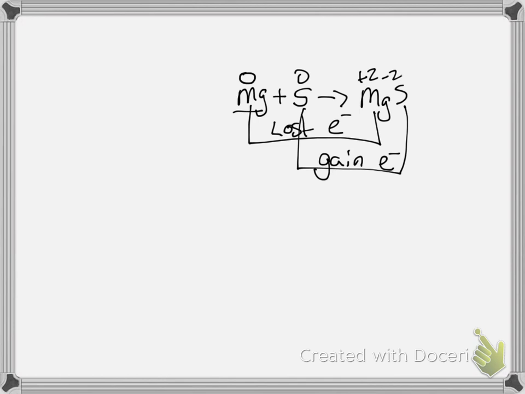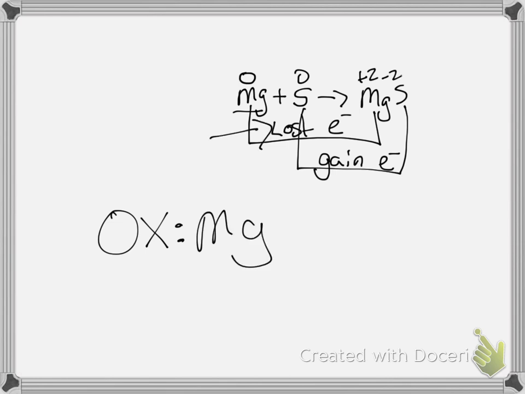So the question is, which one of these is being oxidized? Magnesium, because magnesium lost electrons. Reduction is gaining. Which one's gaining? Sulfur. So those are your answers.